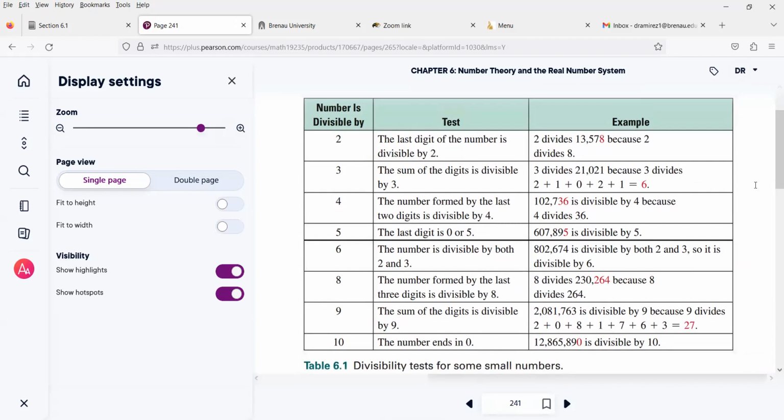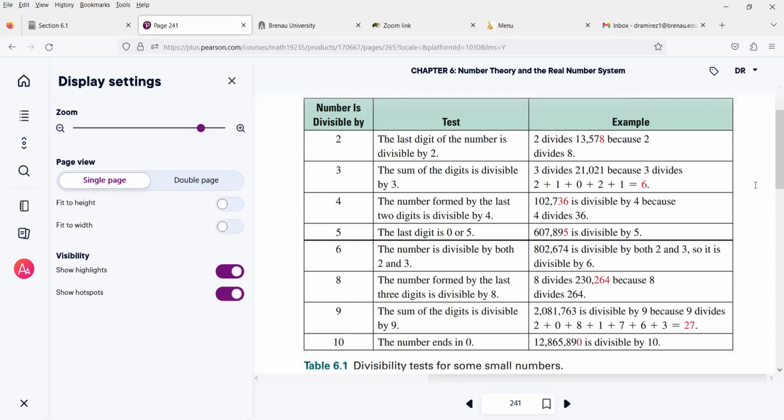A number is divisible by 3 if the sum of the digits is divisible by 3. Like the one we mentioned, 21,021 is divisible by 3 because the sum of the digits is 6, which is divisible by 3. A number is divisible by 4 if the number formed by the last 2 digits is divisible by 4, or if it is a double zero. Like 102,736 is divisible by 4 because the last 2 digits, 36, are divisible by 4.